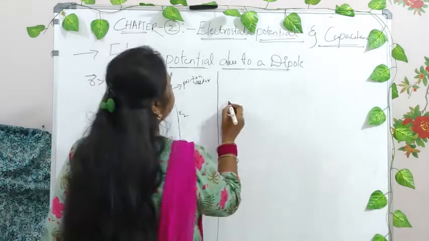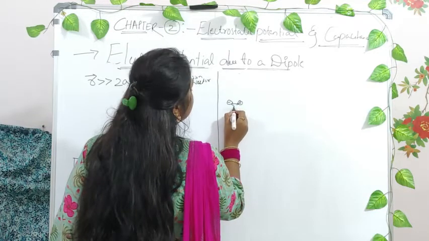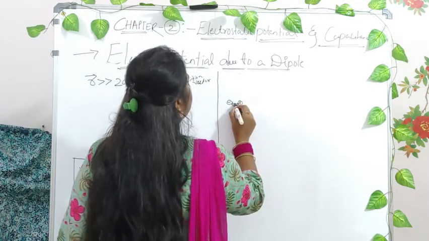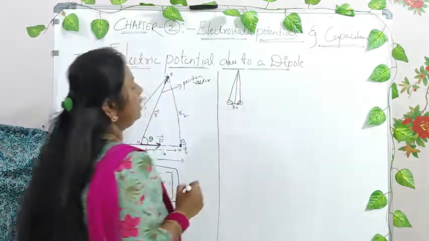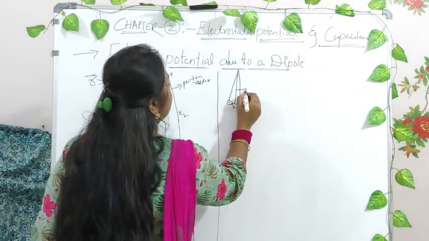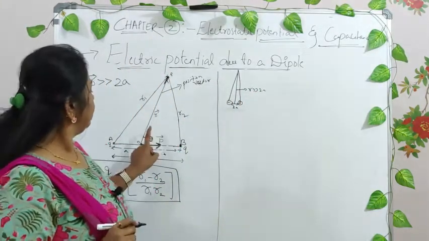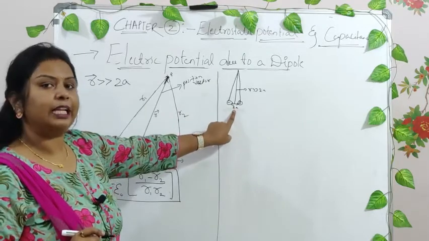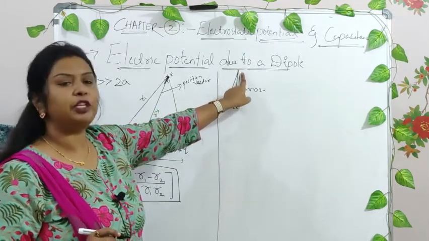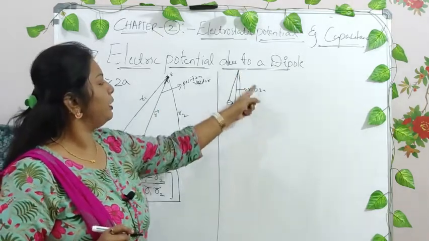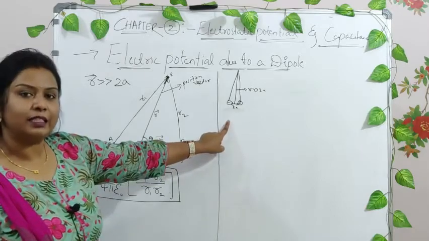The diagram should be negative, positive, with the distance 2A, right? And it is placed at this point because R is very much greater than 2A. Actually the diagram should be like this for the dipole. We are finding the electrostatic potential at this particular point, but this doesn't make it easy to understand, so I have drawn it like this. Actually the diagram is like this.